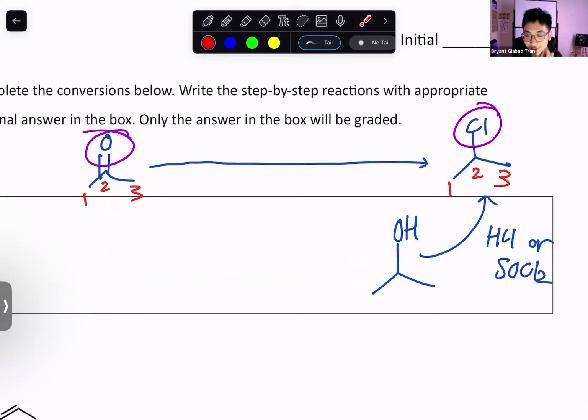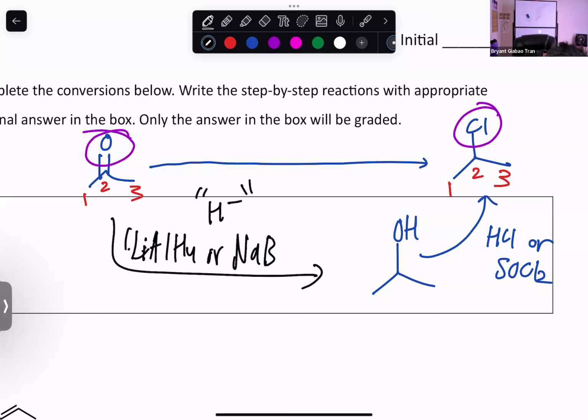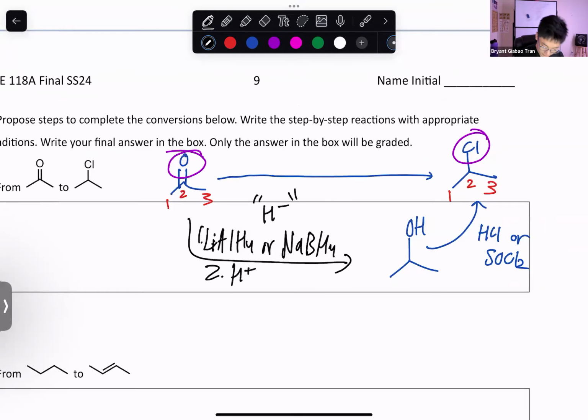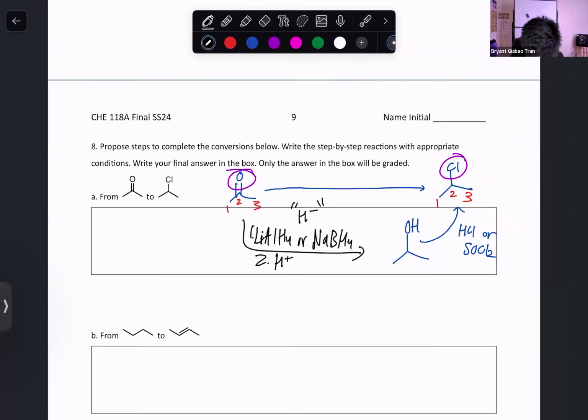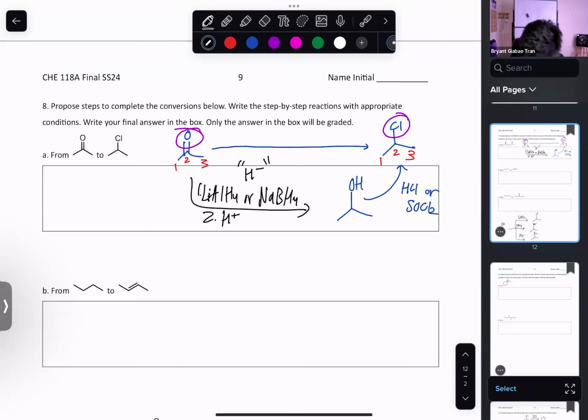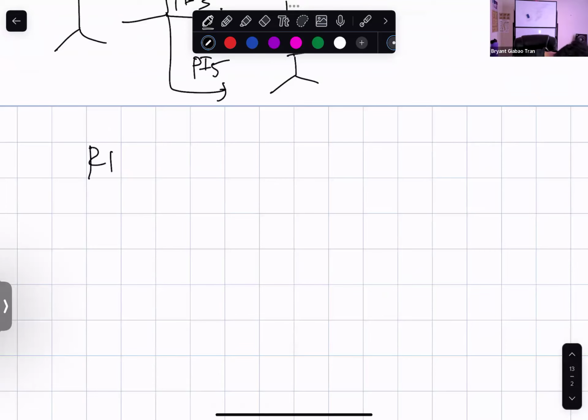Right, it's one of those weird letters. Addition of H minus, right? Hydride ion. So you could either use LiAlH4, lithium aluminum hydride, or sodium borohydride. Second step, H plus. Right. Now, for these redox reactions, let me actually go over that with you guys because this will help you on the synthesis.